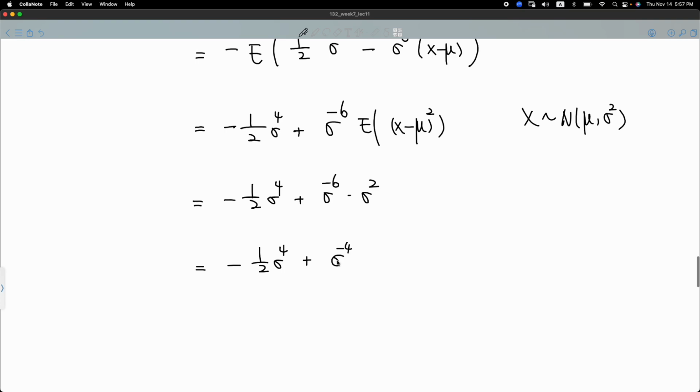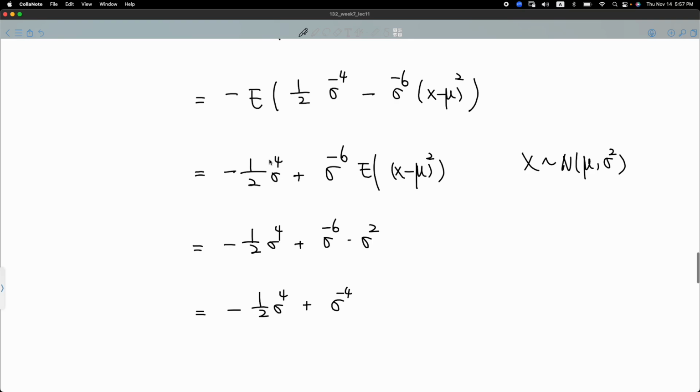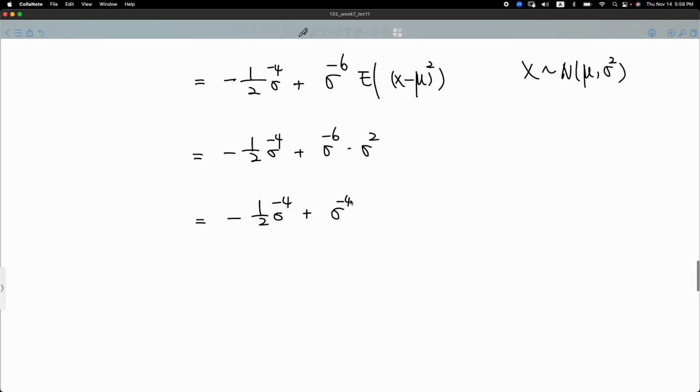So you have one copy of, did I miss? Oh, I missed a minus sign here. So now you have one copy of sigma raised to the power of -4, and then another -1/2. So you only have a +1/2 sigma raised to the power of -4. Yeah. So this is the Fisher information for the variance term, the sigma square.